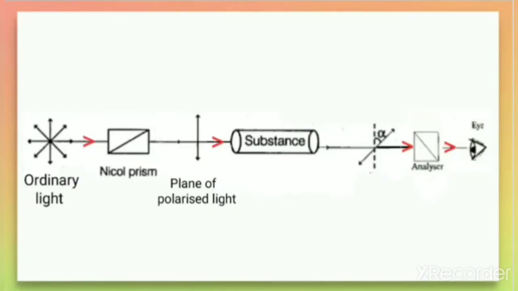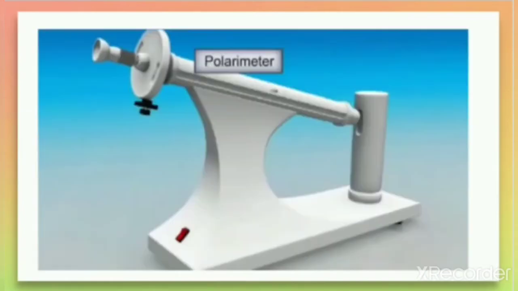Thus, we can say that when the ordinary light is made to pass through a nickel prism, we get plane of polarized light, which is passed to a substance, that is a sample taken in the sample tube, then the plane of polarized light rotates by an angle called alpha, and it is observed through an analyzer. So, the angle by which the plane of polarized light gets rotated can be measured with the help of an instrument called polarimeter.